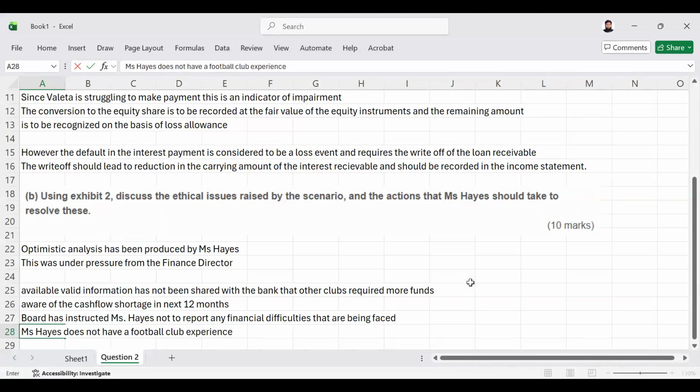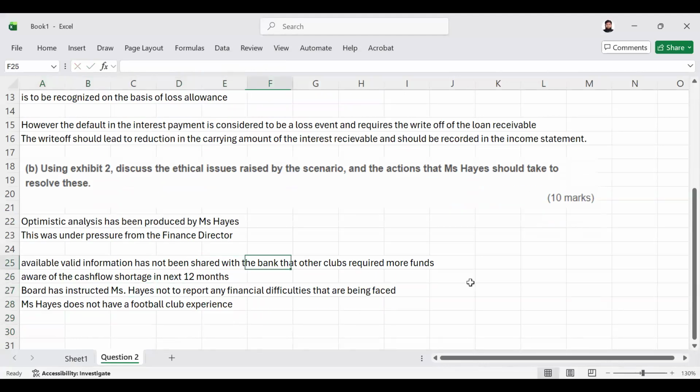Now see, I'm not going to write down the answer like this. I'm just identifying a few things. And now I'm going to tell you that if you come across an ethics scenario, how exactly do you have to answer it? You have to answer the ethics scenario in this manner. First of all, you have to identify what the ethical issues are.